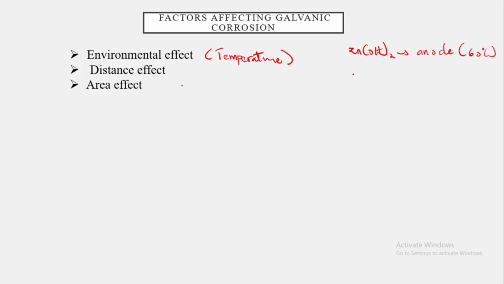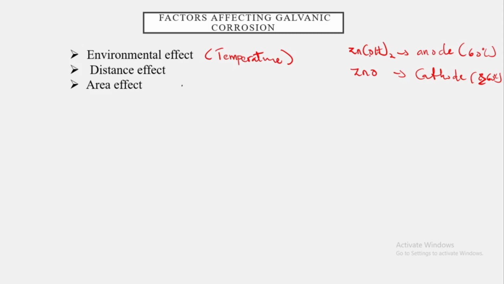But when the temperature increases from 60 degrees, it forms zinc oxide, which therefore becomes a cathode. So when it is greater than 60 degrees, it forms a cathode. That's why I say that the environmental effect is very important, because you would think that a metal is anodic, but at a certain temperature, the metal will become cathodic. Let's assume that you are coupling this with iron at a temperature of 60 degrees.